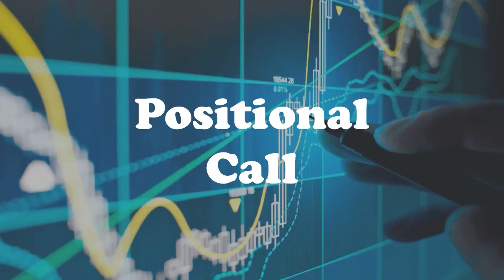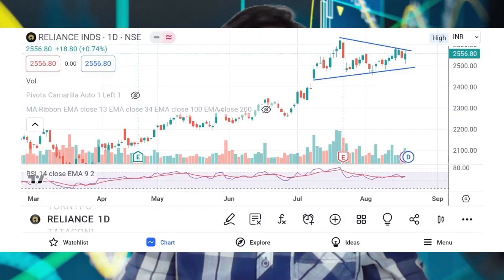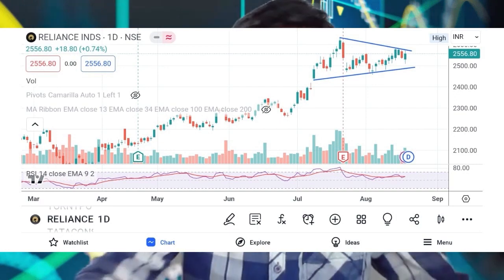So friends, now let us come to the final segment of our show, which is positional call. Now I have identified one stock, the heavyweight stock, which is in the news at least for the next week, or specifically on 21st August, which is Reliance Industry.